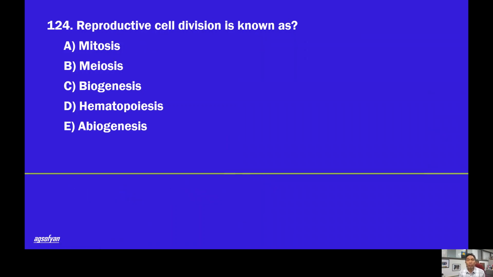124. Reproductive cell division is also known as mitosis, meiosis, biogenesis, hematopoiesis, or abiogenesis? Choose your answer. Remember, reproductive cell division is called meiosis, and it will produce gametes, whether sperm or eggs.